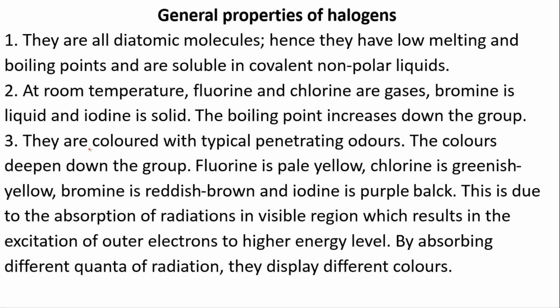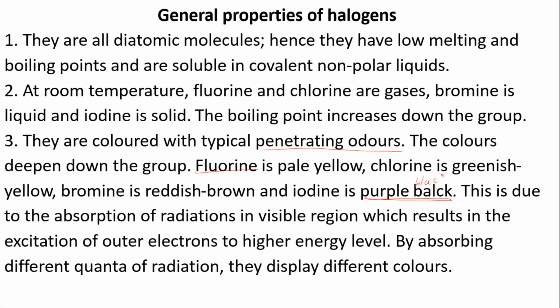Then they are colored. Why are they colored? They are colored, with a typical penetrating odor. The color deepens down the group. As we are moving down the group, the color is becoming what? Increasing. Therefore, fluorine is pale yellow, chlorine is greenish yellow, bromine is reddish brown, while iodine is purple black. So as you are going down, the color is becoming thicker.